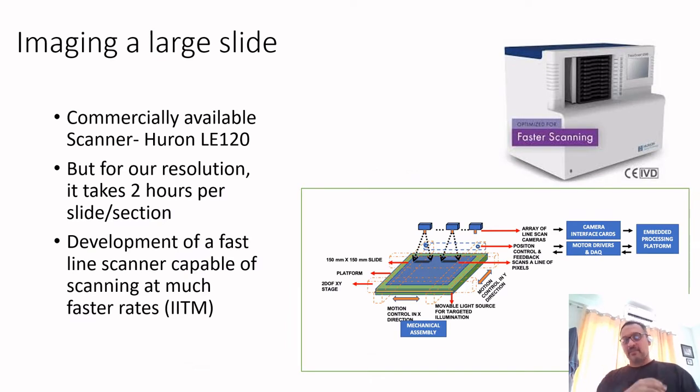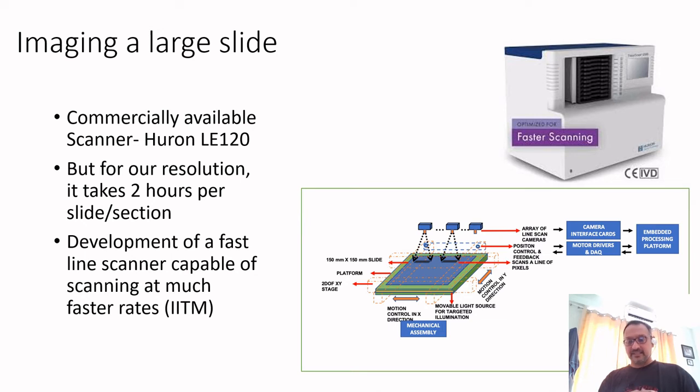Okay, now comes the bigger problem, right? Which is how on earth are you going to image something that's 15 centimeter by 15 centimeter by 20 micron, right? There is one commercial equipment that is available, the Huron LE120, one in the entire world. Unfortunately, it does the job, but it's extremely slow. If you want to go to something like 0.2 micron per pixel, it's going to take you approximately 2 hours to image just one section, and there are 7,500 of them, right?